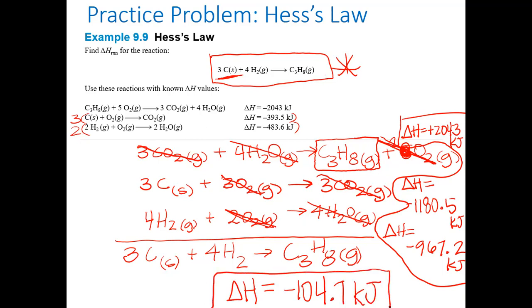Okay, pretty simple. So it will always work out like this. Your equations that you're given to manipulate will always, in some way, cancel out to be your desired equation. And all you'll ever have to do is either reverse it or multiply it by some coefficient.